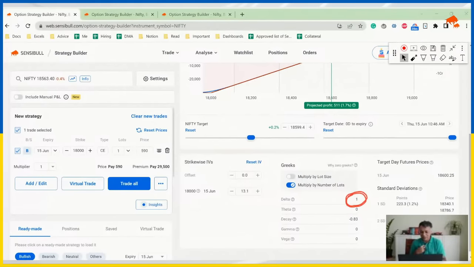And no matter how much we disagree with that, a deep ITM option has zero Greeks impact. But then the point is this: this is a very ITM option, 500 rupee premium. So there is a problem. Rahul is asking, don't deep ITM options have theta decay? No, they don't. They don't have theta decay. Really, really deep.